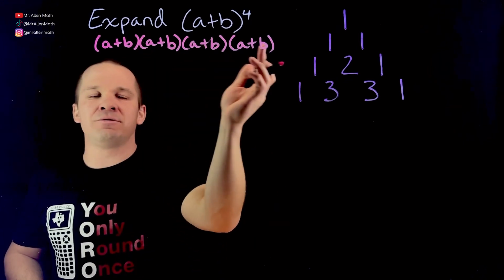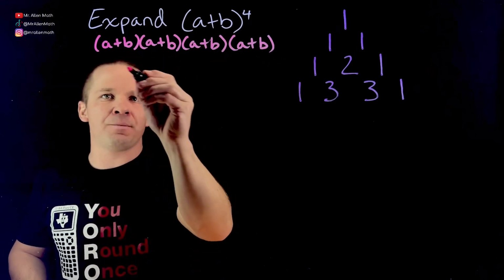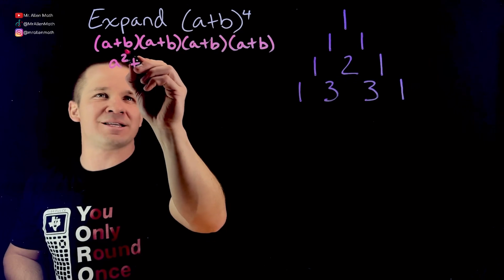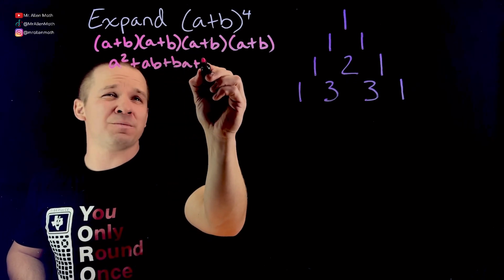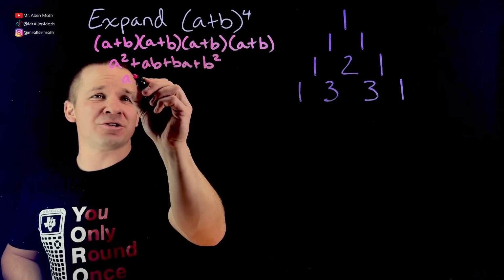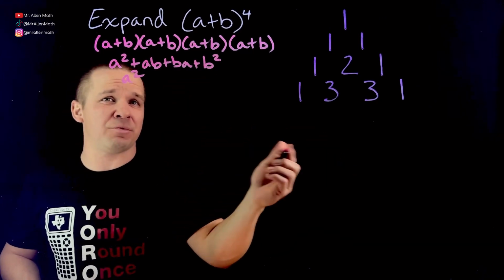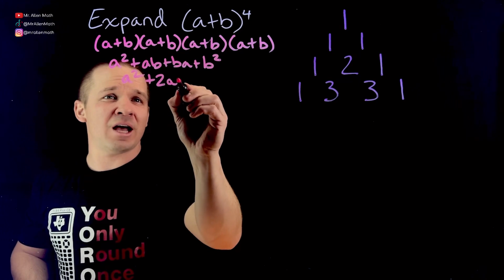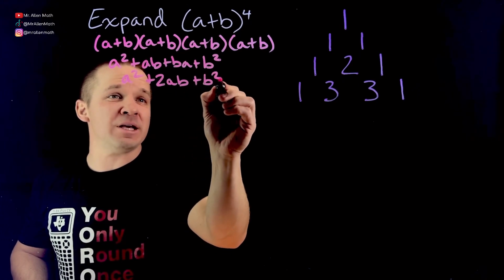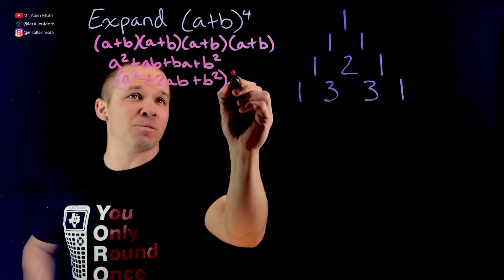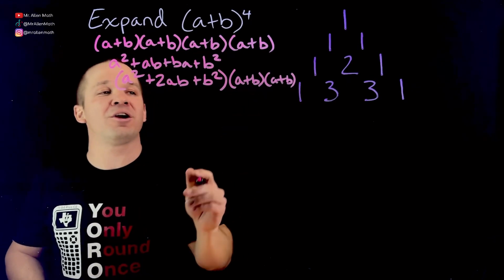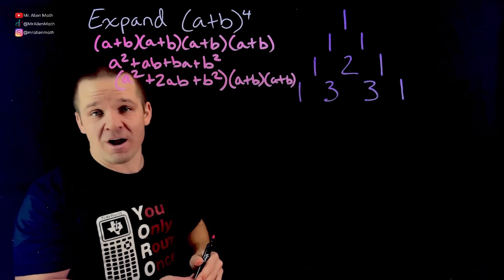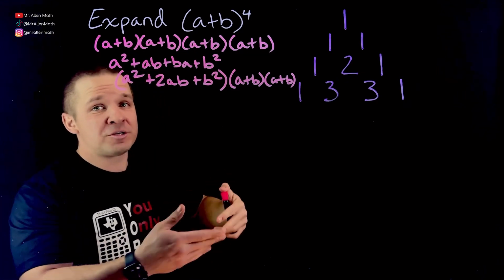I'd have to multiply these two together. So a plus b times a plus b is going to be what? A squared plus ab plus ba plus b squared. And then combine my like terms because ab and ba are the same thing. That'd be what? 2ab plus b squared. But then this is all still getting multiplied by a plus b times a plus b. Oh my goodness. This is going to take forever. Perhaps there's a better way.